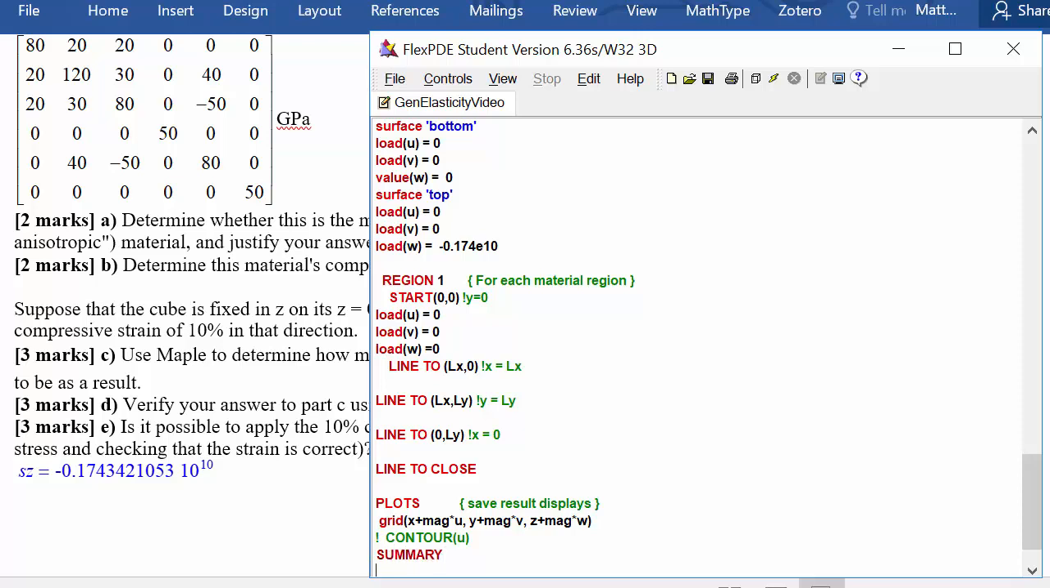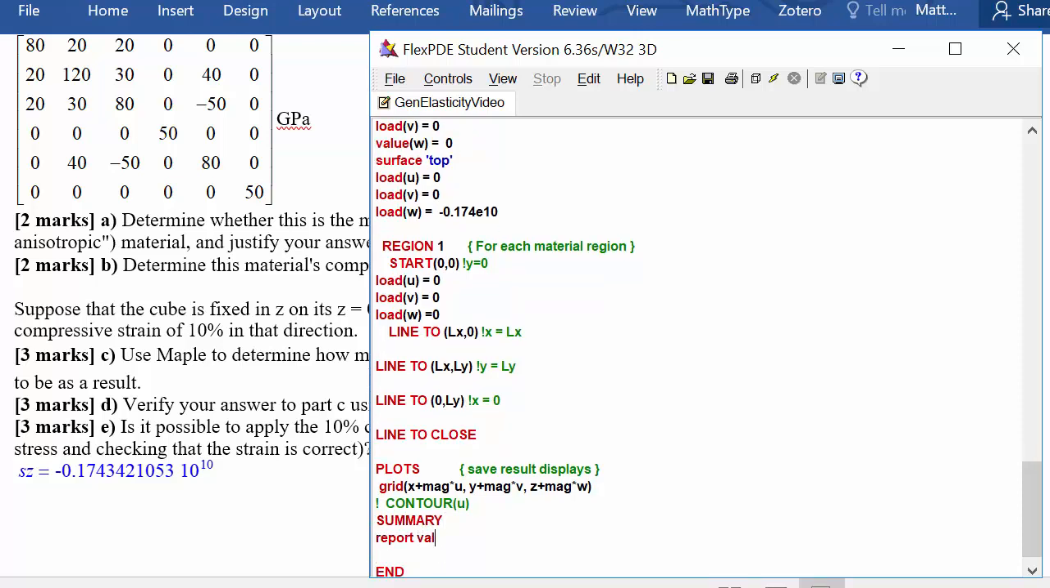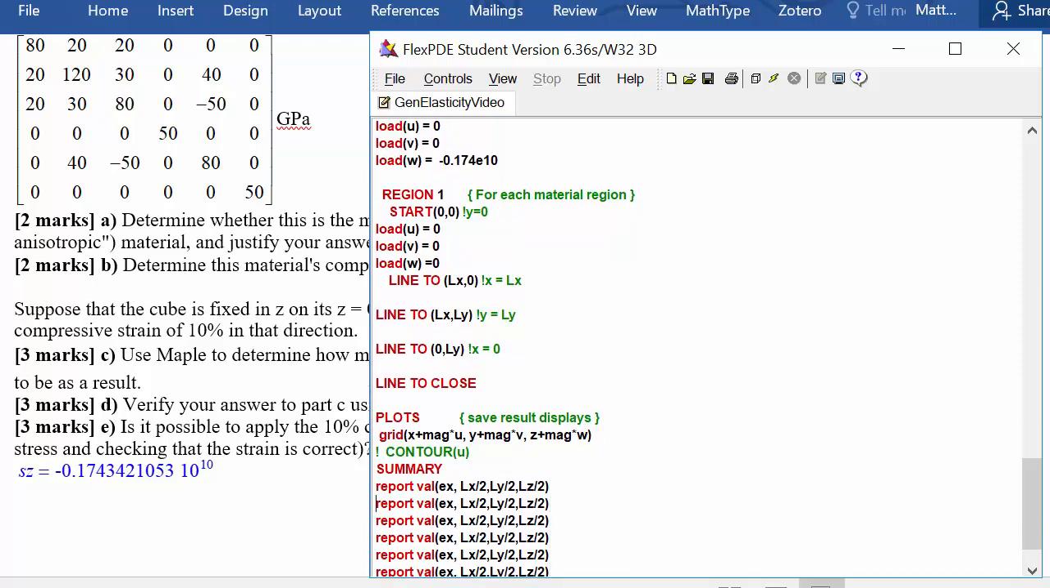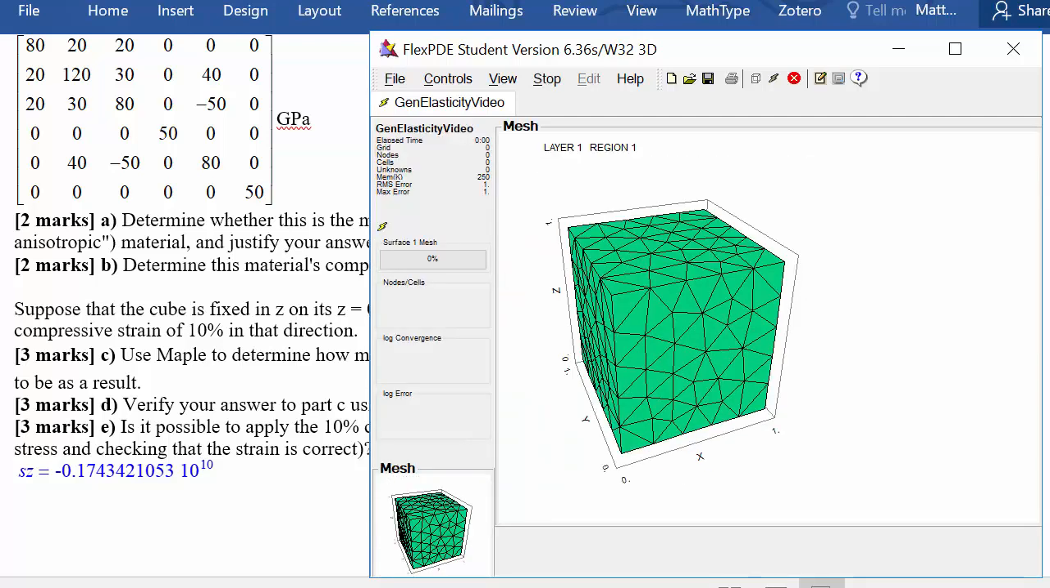So summary section, we've got report val, and we can put in the strains that we're looking for. So we can go EX, and then we just need to say where we want to report that. So let's go right in the middle, Lx over 2, Ly over 2, and Lz over 2. They're all actually equal to 1 in this case, but in general, that would be a better way to do it. So we're going to put in 6 of these statements, and we're going to say all of the different strains. So EY, EZ, GYZ, GXZ, and GXY. Okay, let's see what those are.